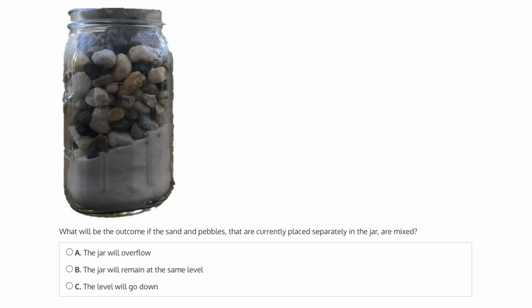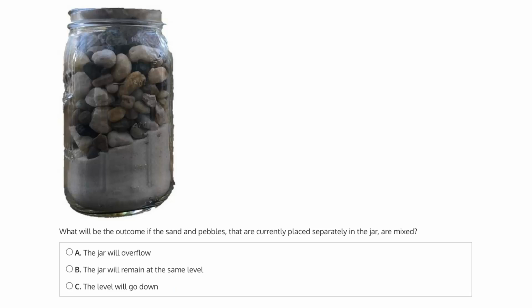This question says, what will be the outcome if the sand and pebbles that are currently placed separately in the jar are mixed? Will it be A, the jar will overflow, B, the jar will remain at the same level, or C, the level will go down?